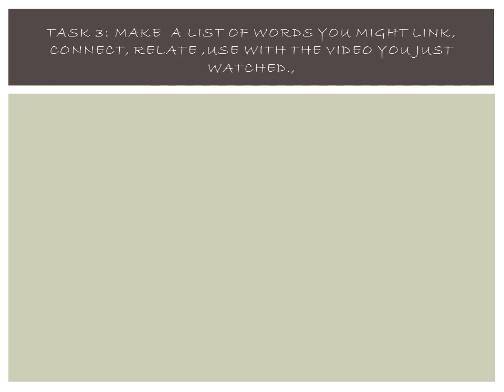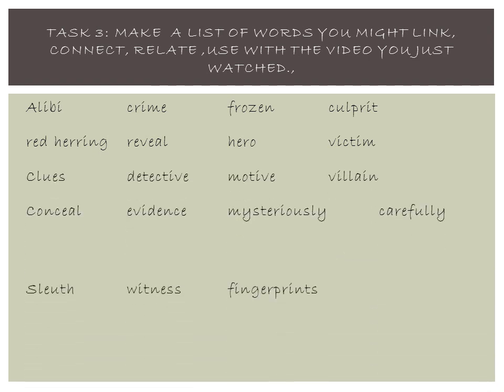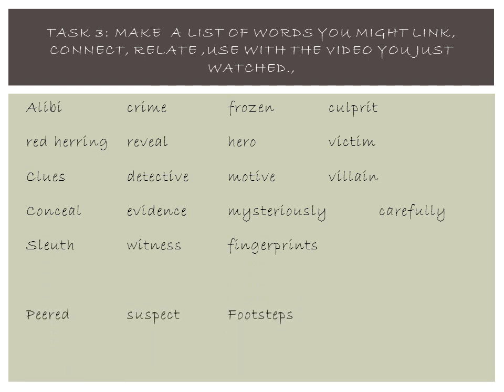Moving on, make a list of words you might have related or connected with the video that you've just watched. I'll give you some time to make a list of the words. Now, some of the words that you could have thought of would have been crime, alibi, culprit, victim, detective, villain, evidence, mysteriously, fingerprints, witness, suspect, footsteps, pounding, suspiciously, and so on.